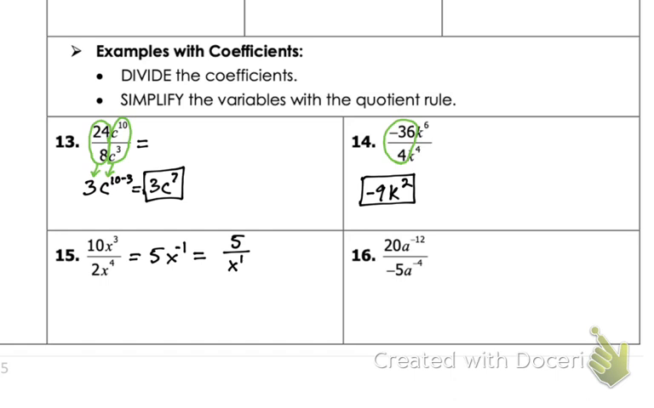Our last one, we'd have 20 divided by negative 5, which is a negative 4. Then we're going to have a to the negative 12 minus 4. Those are two negatives, so it goes further negative. So we'll have negative 16. When I flip this fraction, we're going to have a negative 4 on top, and the a has to go to the bottom and be a to the 16th. All right, get those down so they're in your notes. At least you can look at them.